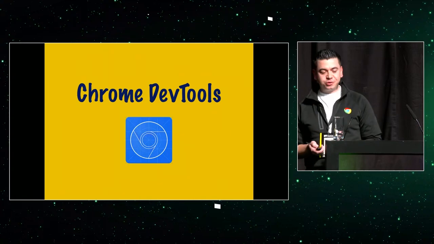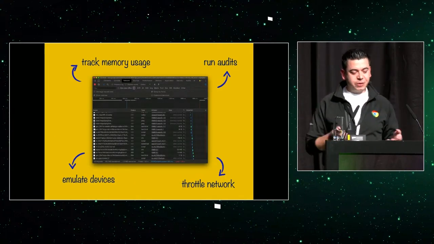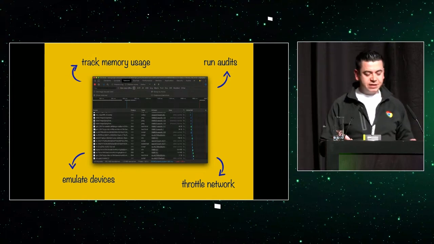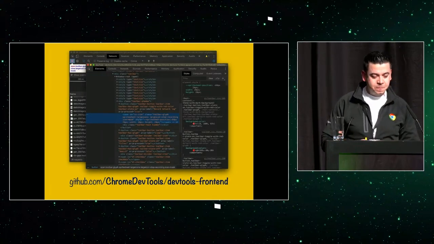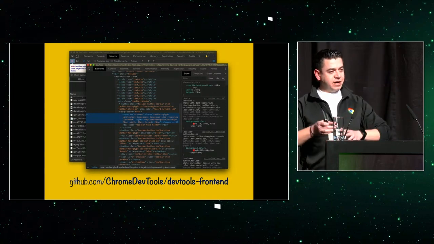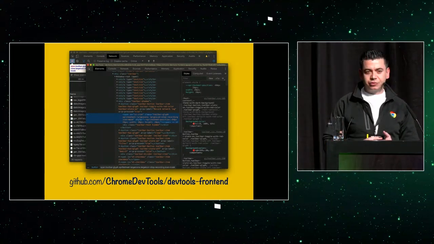Let's talk about Chrome DevTools. It's one of my favorite tools. I use it every day to track memory usage, run audits, emulate devices, throttle network. One of those days, I got curious. My Chrome DevTools was undocked. I am using the shortcut to open the DevTools, actually.